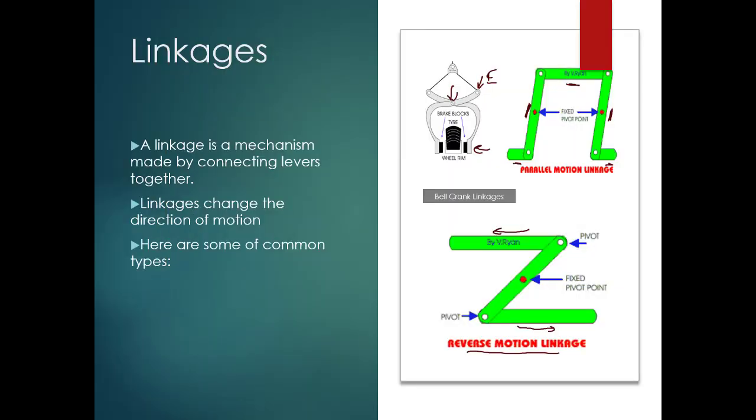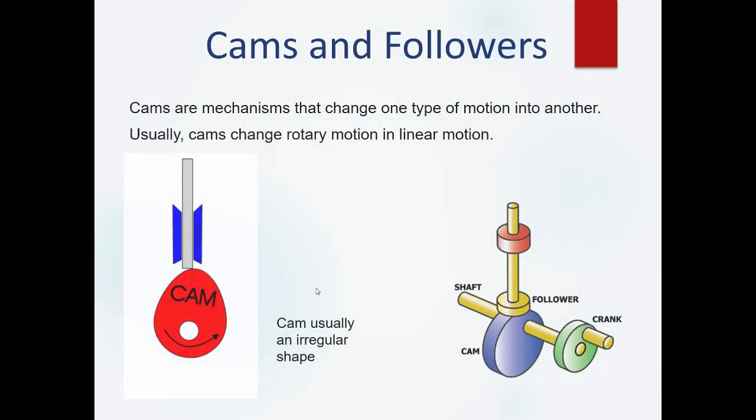Okay, this second video follows on immediately from the first video on linkages that we looked at previously. So we're going to start off looking at cams and followers. Now, cams and followers simply change one type of motion into a different type of motion. So if you look at this mechanism here, as this cam rotates in a rotary motion, this device here, which is called a follower, moves up and down, and that is reciprocating motion.